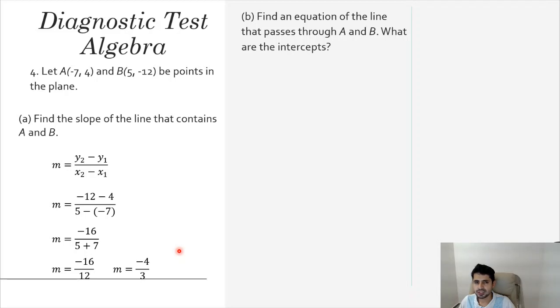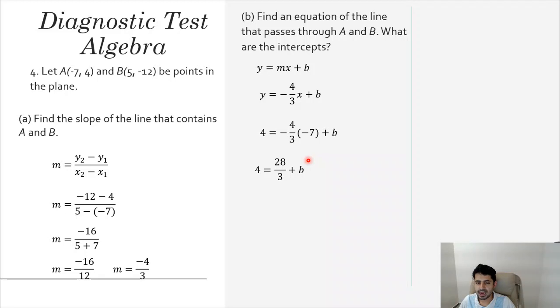What are the intercepts? So then we already know that the form should be y equals mx plus b. We already have the m, which is the slope. We just replace this one or this one. It doesn't matter. You need to end up with the same value of b, which is the constant that we need to find out. Remember that b is the intercept on the y-axis. So then we just replace, I replace y by 4 and x by minus 7.